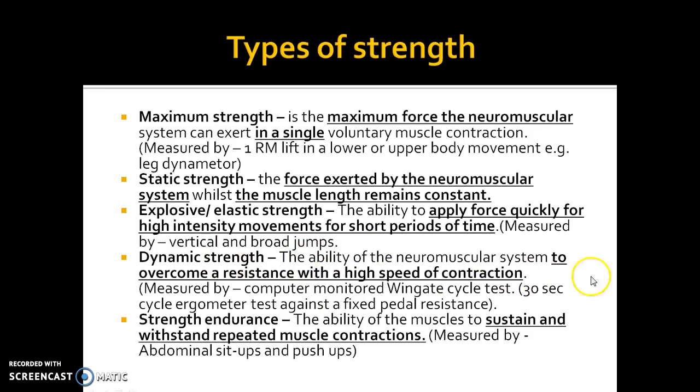So dynamic is probably the more tricky one out of everything, I would say: to overcome a resistance with a high speed of contraction, and it's the Wingate test to test it.